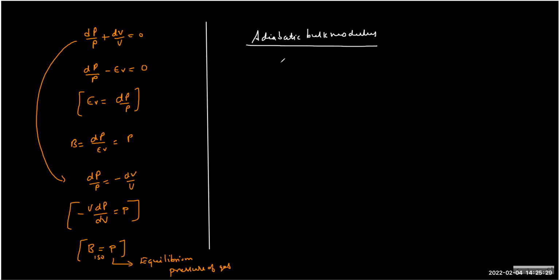So adiabatic bulk modulus is basically if the process is adiabatic. So PV to the power gamma is constant if you know the adiabatic process. This is called the guiding equation.